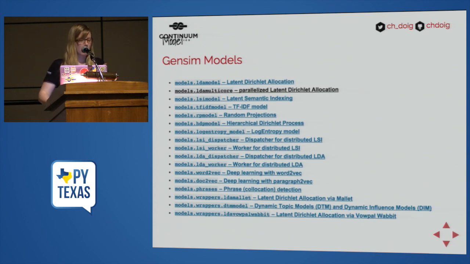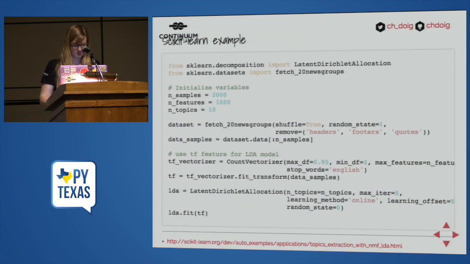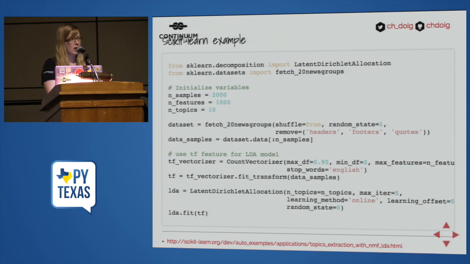Then we have the part of modeling. In modeling, we've seen mainly LDA, but there's a bunch of others, and this is just some. There's hierarchical Dirichlet process, random projections, and a bunch of others that gensim and other libraries implement. And I wanted to go back to the scikit-learn example to see how this pipeline looks from the beginning in that example.